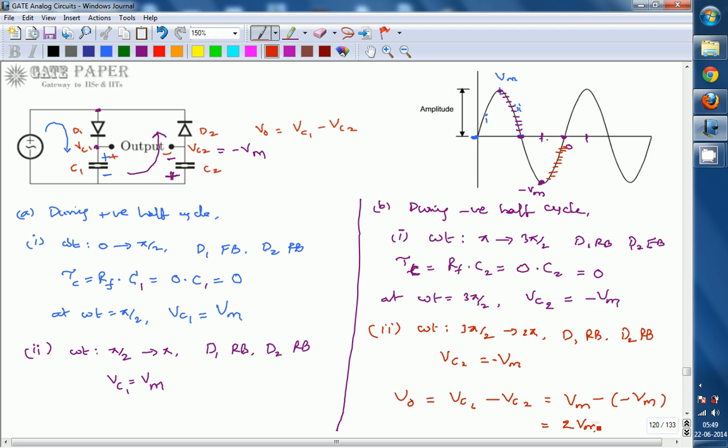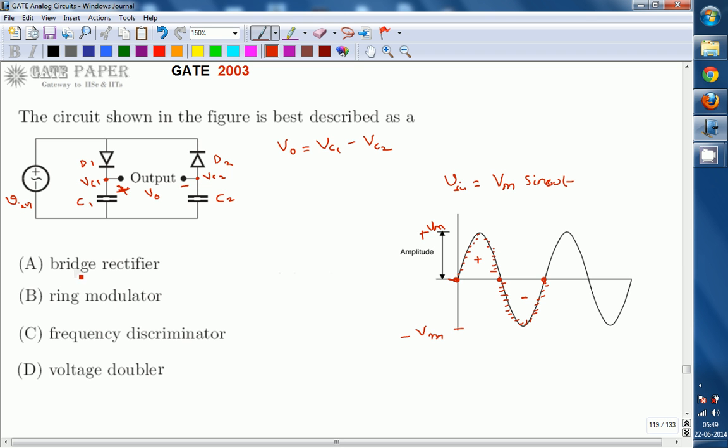So the output voltage is twice the input signal magnitude, that is 2Vm. So this circuit acts as a voltage doubler. The right answer for this one is D. So the answer is D for this one. Thank you.